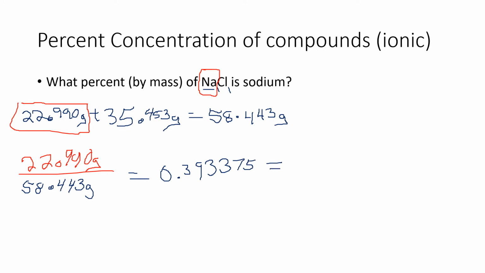I'm going to go ahead and do my sig figs at the same time. How many do I have? I've got 1, 2, 3, 4, 5, and I've got 5. So I can have 5: 3, 9, 3, 3, 8. So I've got to stop here. 39.338% sodium. All right, so that's how I'm going to calculate the percent of a compound.